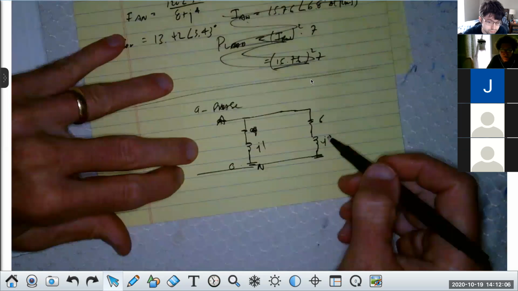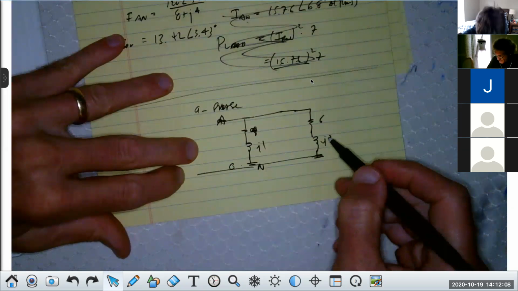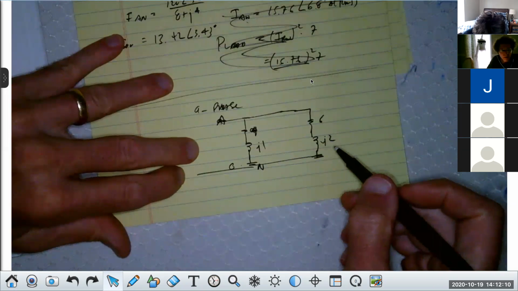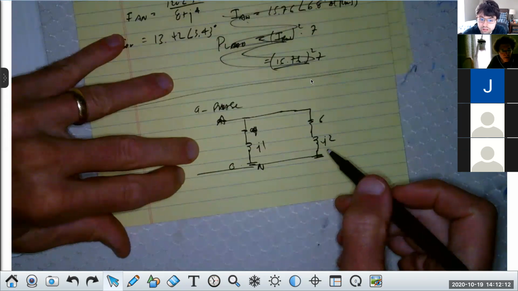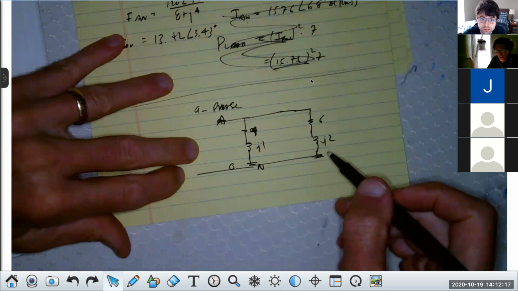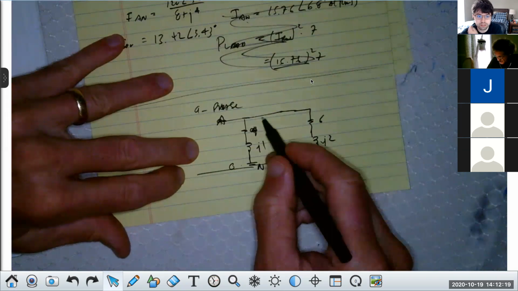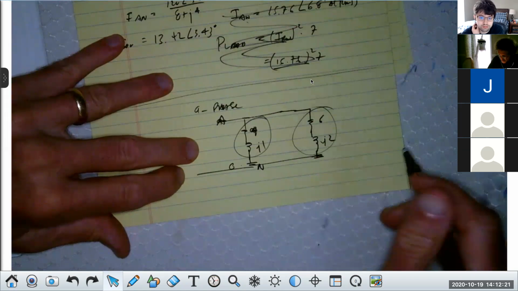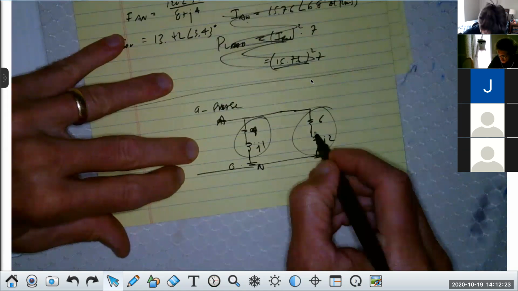So what do you do with these to get an equivalent, guys? This would just be for the A phase. Anybody? They're in parallel, right? So I could just add them like parallel resistors, parallel impedances, right? You would take this times this over this plus this.